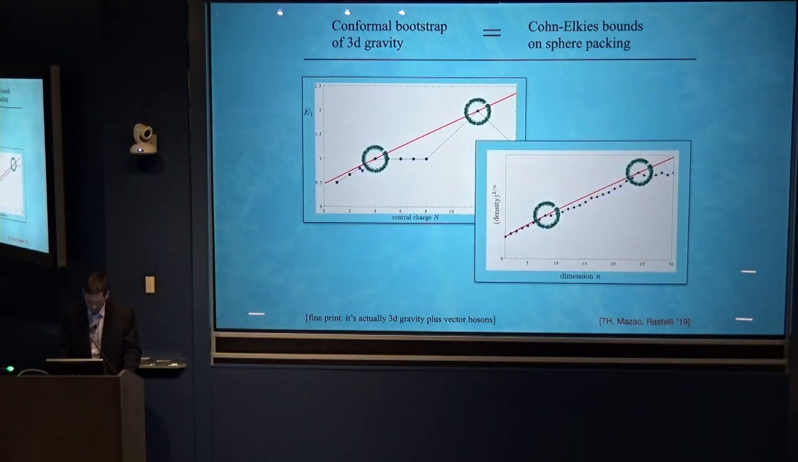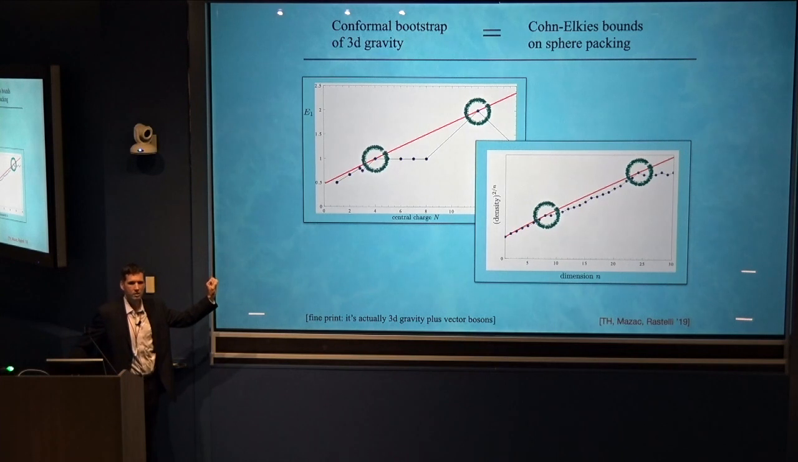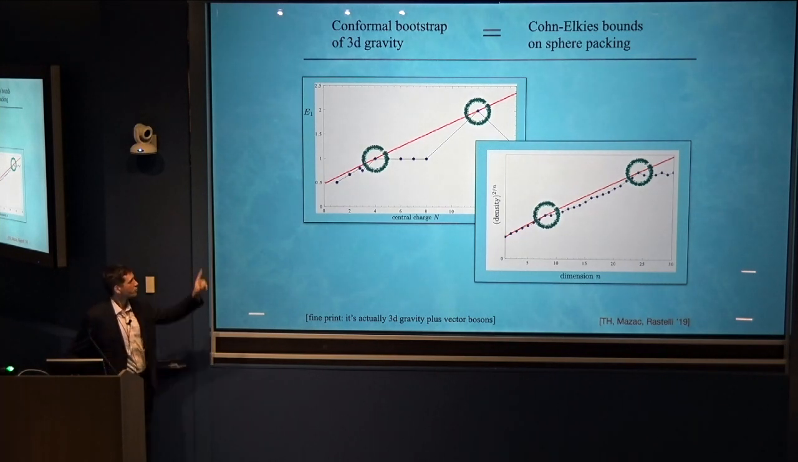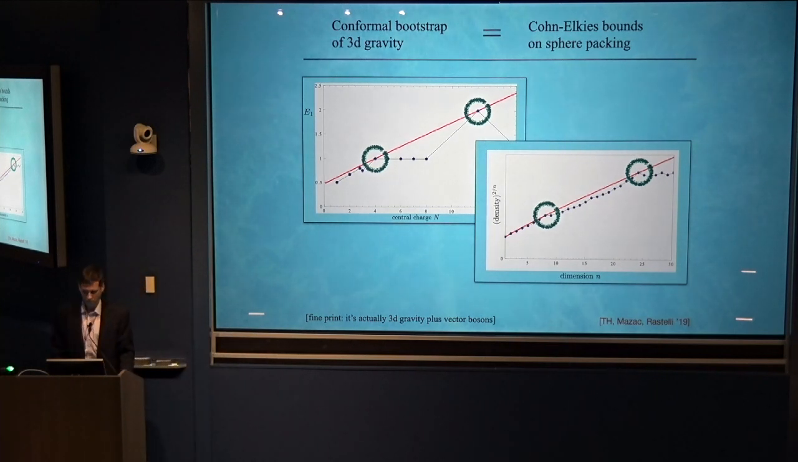So these two pictures that I showed are actually essentially the same picture. The first one I showed was the bound on the lightest black hole in a theory of quantum gravity. That red line there is the bootstrap bound. And the second plot that I showed was the bound on the sphere packing density using this method of Cohn-Elkies. And the statement is that those red lines are exactly the same red line. They're precisely the same. So bounds on black holes in quantum gravity and bounds on sphere packings actually map to each other.